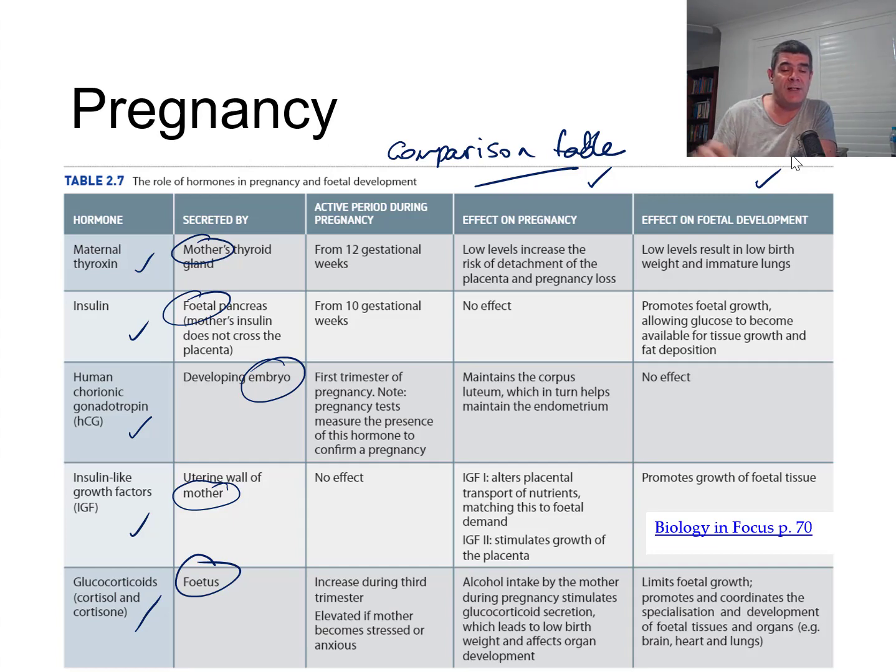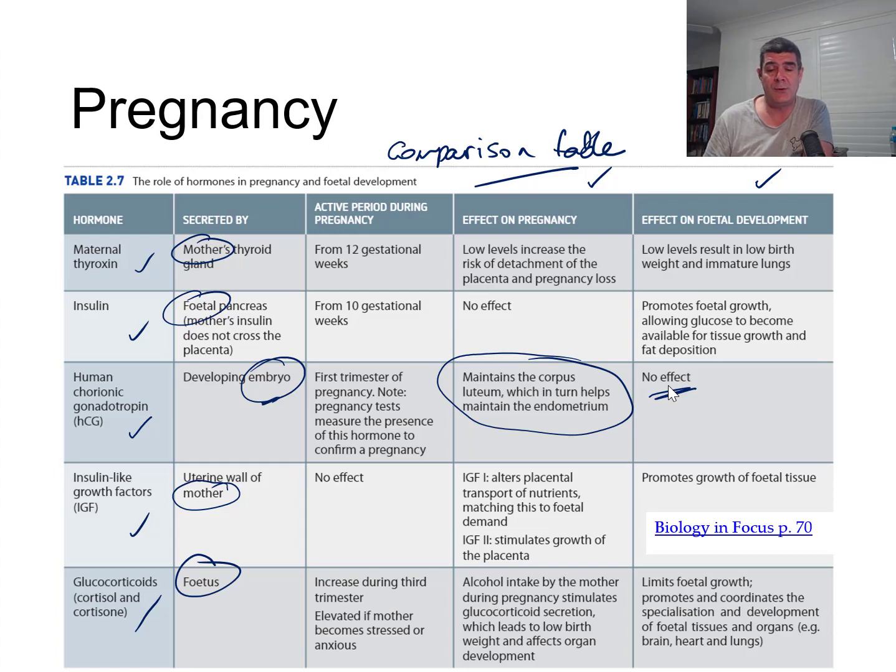So you can see some of these, for example, the developing embryo, which is secreting this HCG, is basically about maintaining the corpus luteum, maintaining the endometrium, ensuring that the baby has a place to grow and is not going to be cast away. It doesn't really have any effect on the baby, it's just maintaining its environment.